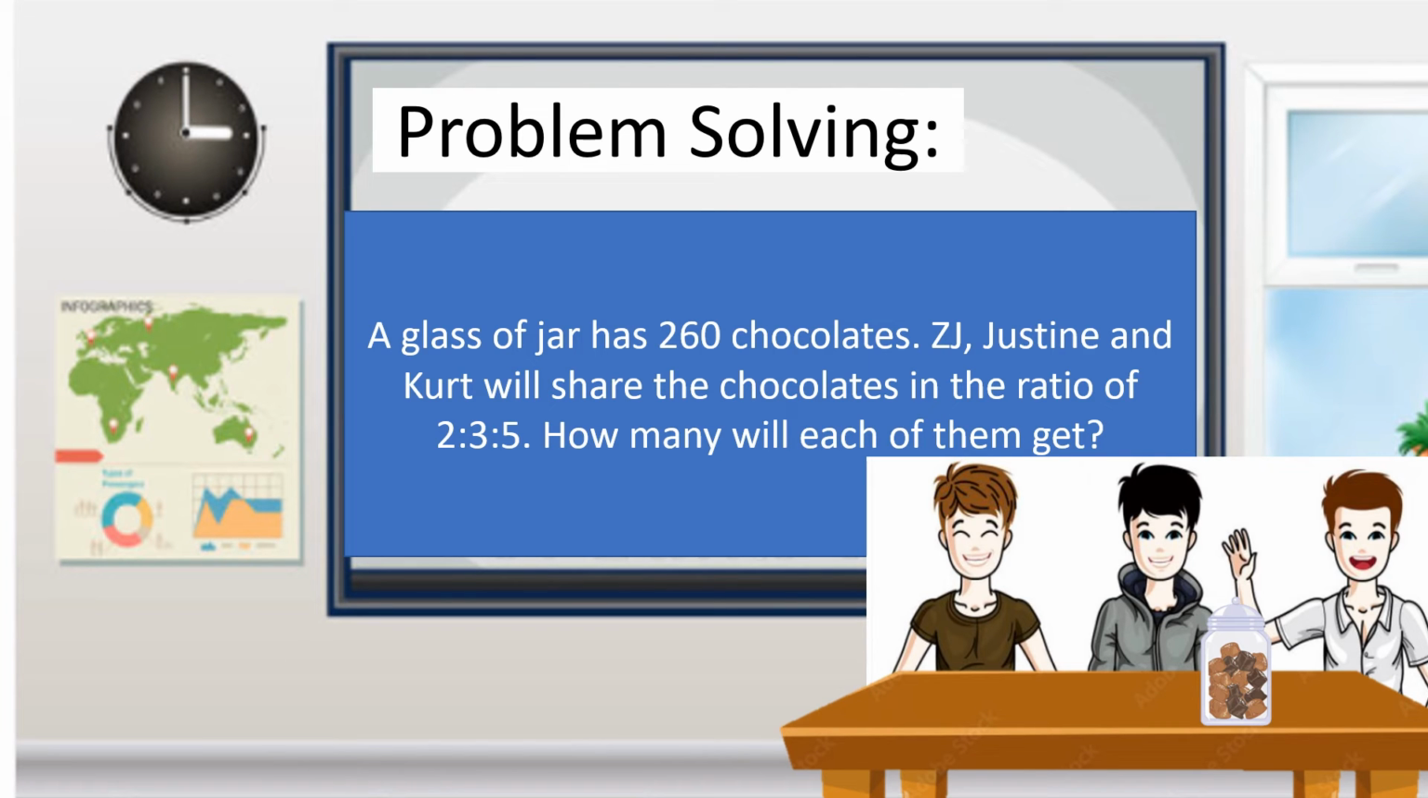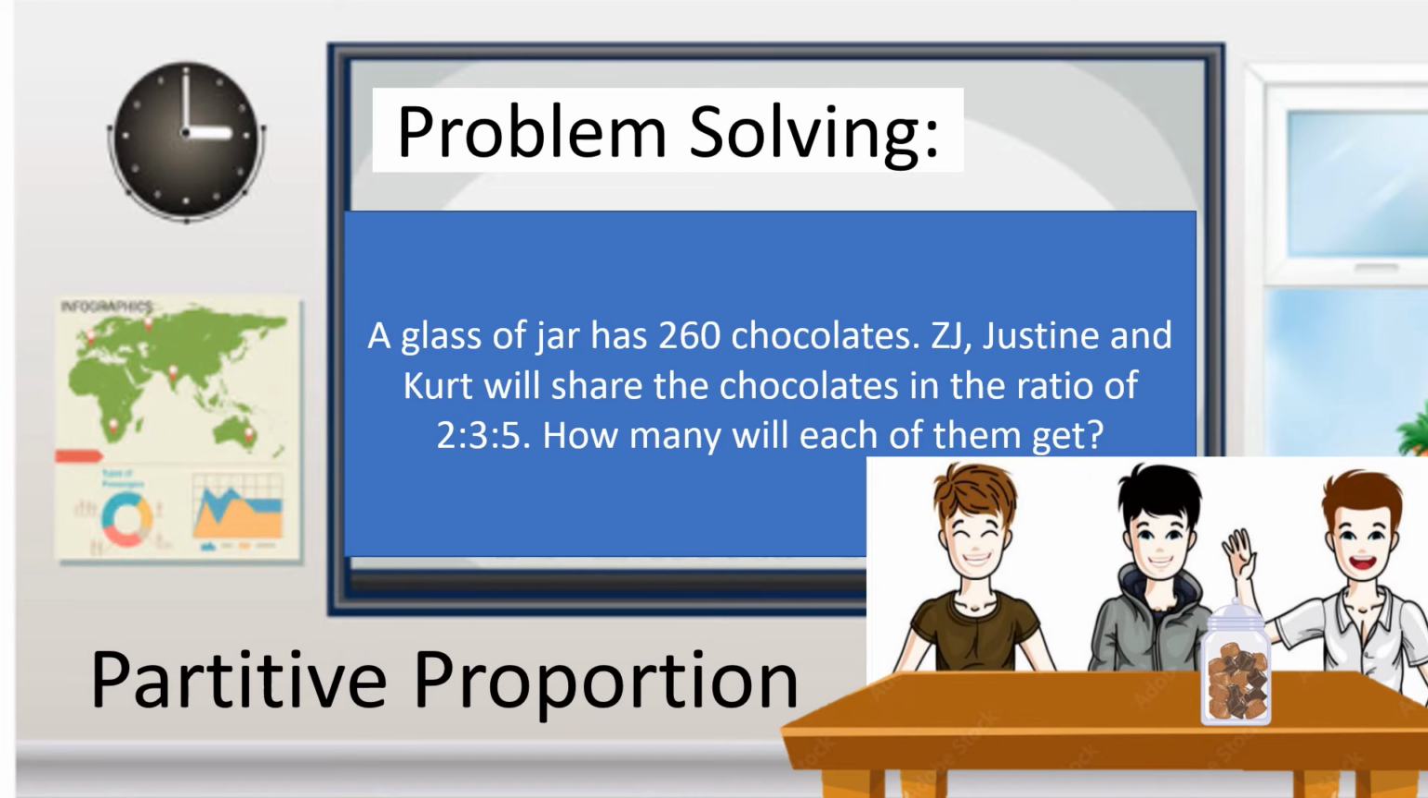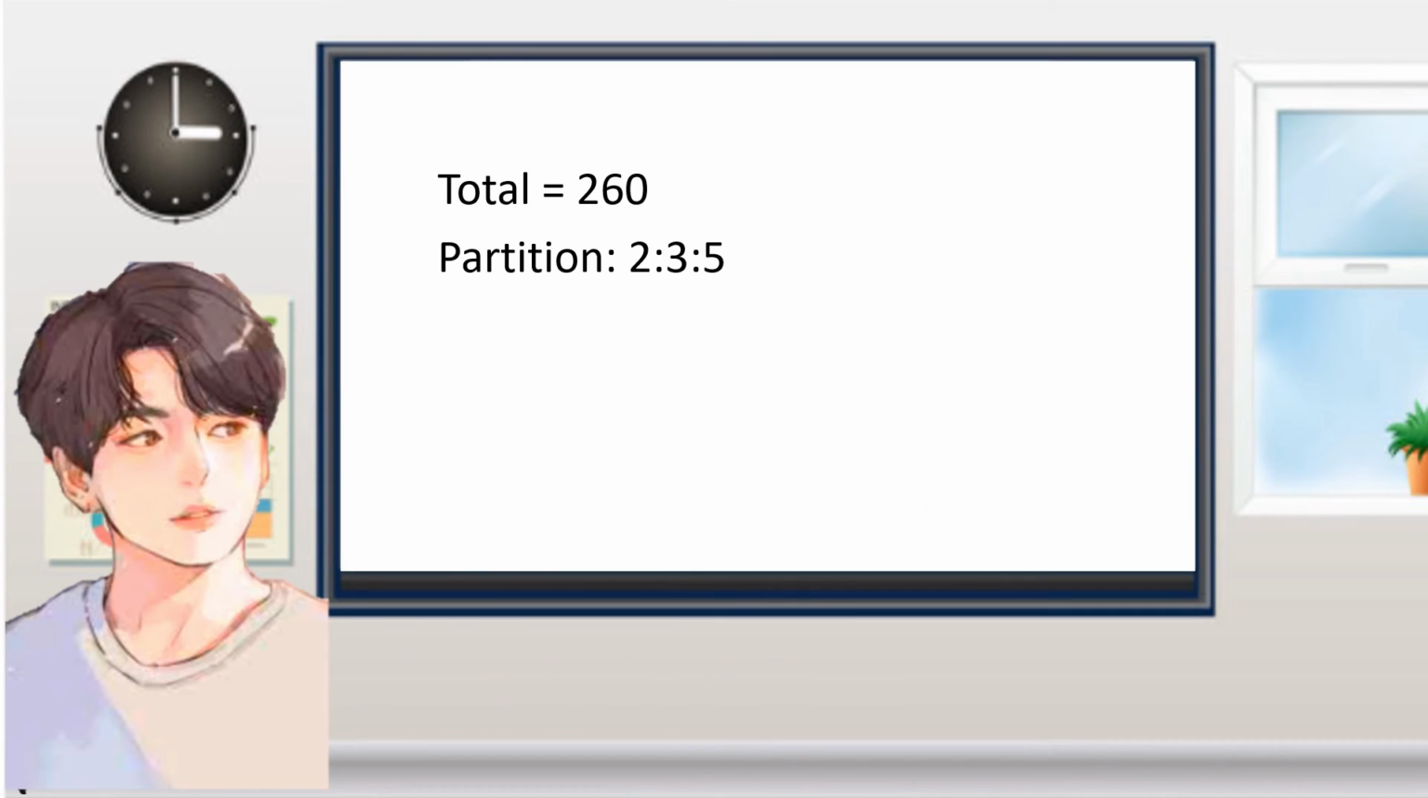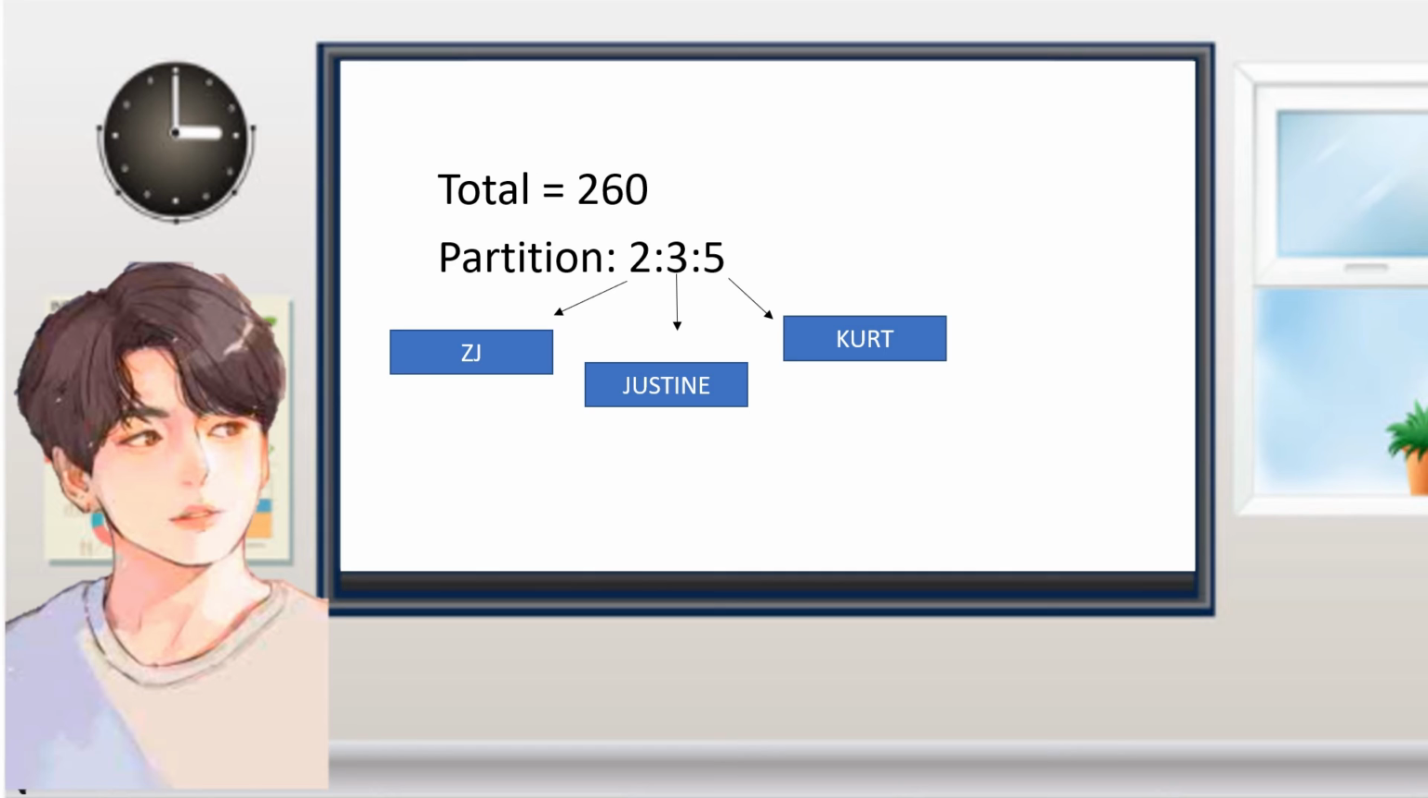Next, let us solve a problem. A glass jar has 260 chocolates. CJ, Justin, and Kurt will share the chocolates in the ratio of 2:3:5. How many will each of them get? It is called partitive proportion. We have the total of 260. The partition is 2:3:5. So 2, of course, the first boy, we have CJ. The second boy, we have Justin. And the last boy, we have Kurt.